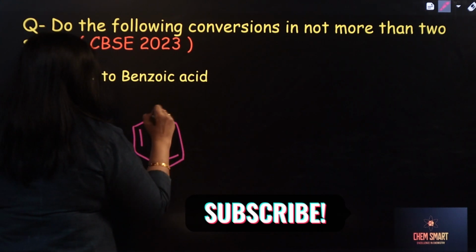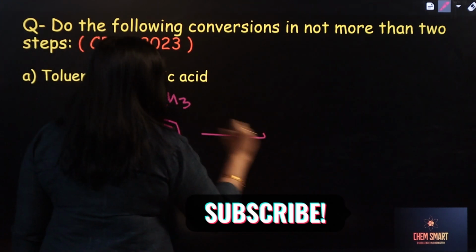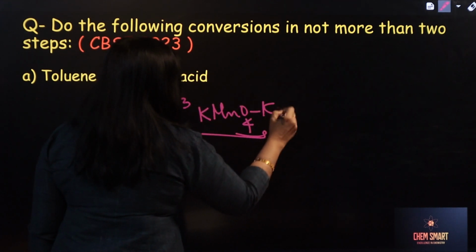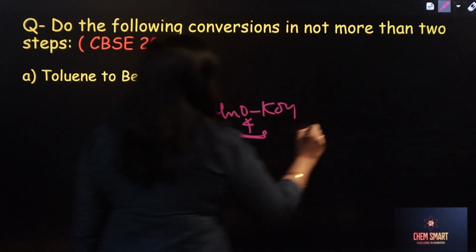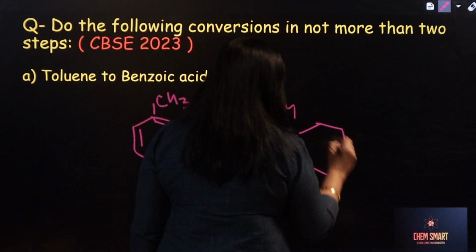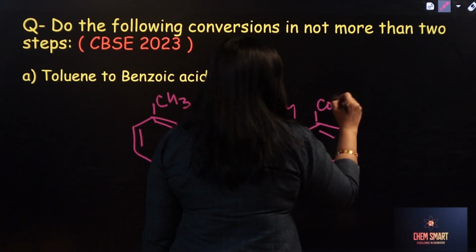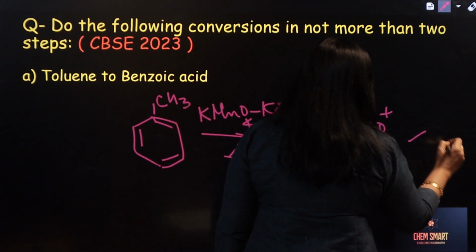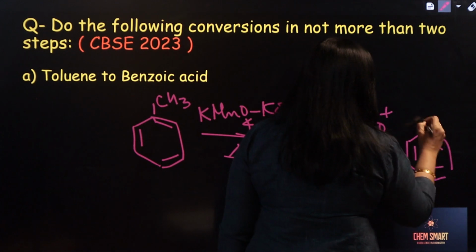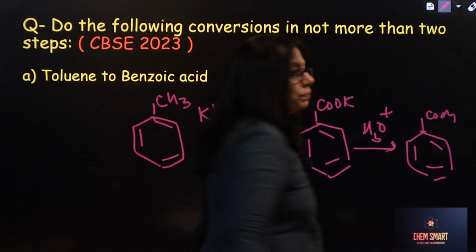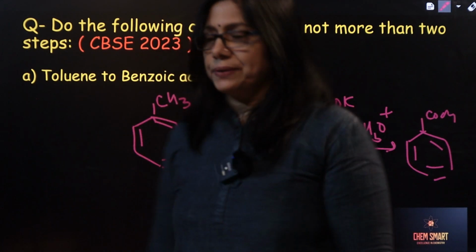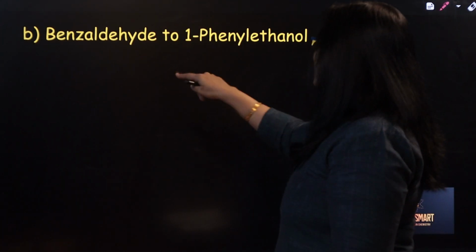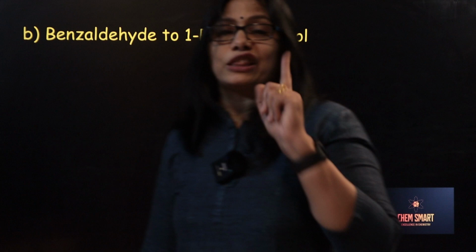Methyl benzene is toluene. So, you will use KMnO4, KOH, heat. Then you will get potassium benzoate, followed by hydrolysis. You will get benzoic acid. So, you can see this concept is also repeatedly asked, right? Side chain oxidation.